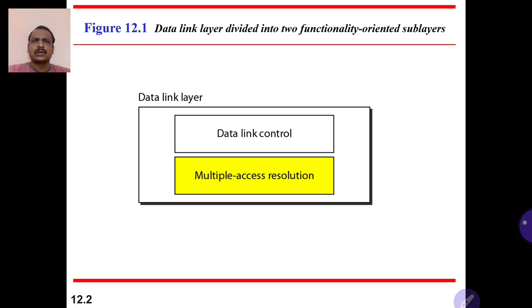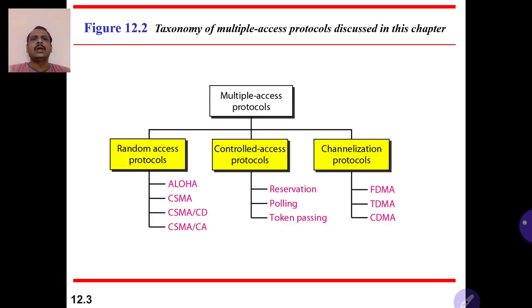And media access control is about how to share a link. A single channel can be shared by multiple users. A link can be shared by a hundred users. That is taken care of by media access control. For accessing the channel by multiple users, we are going to discuss many methods: random access protocols, controlled access protocols, and channelization protocols.